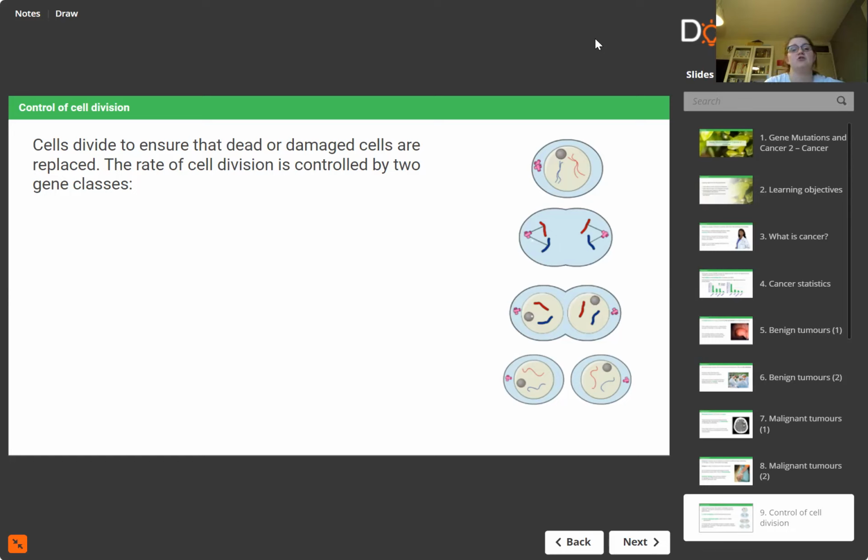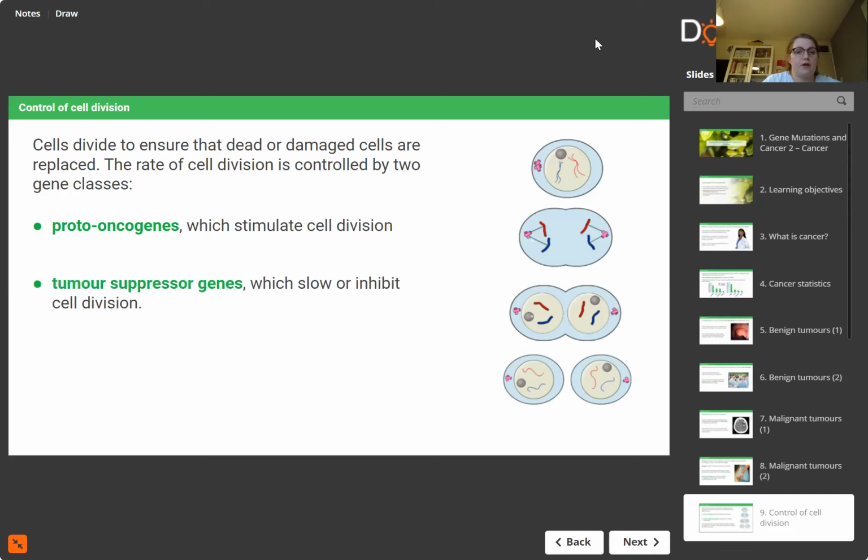They're going to divide to make sure that dead or damaged cells are replaced. And we can control that by 2 gene classes. So we can have proto-oncogenes, and these stimulate cell division, okay? Then you can have tumor suppressor genes, and these slow or inhibit cell division, which is important.